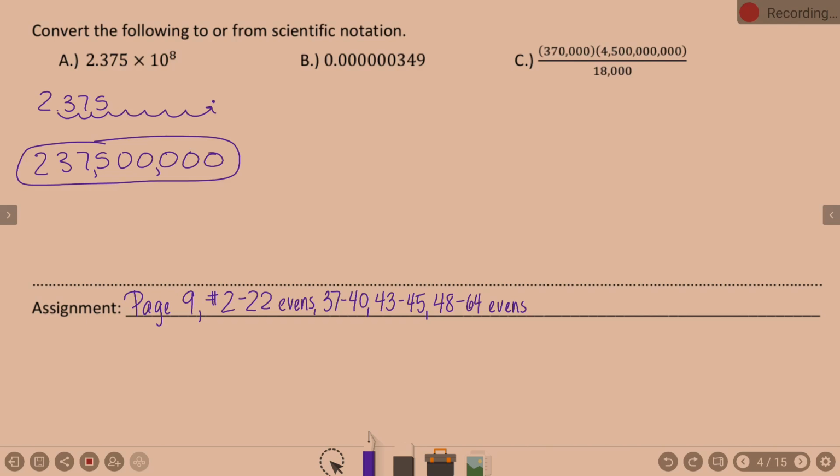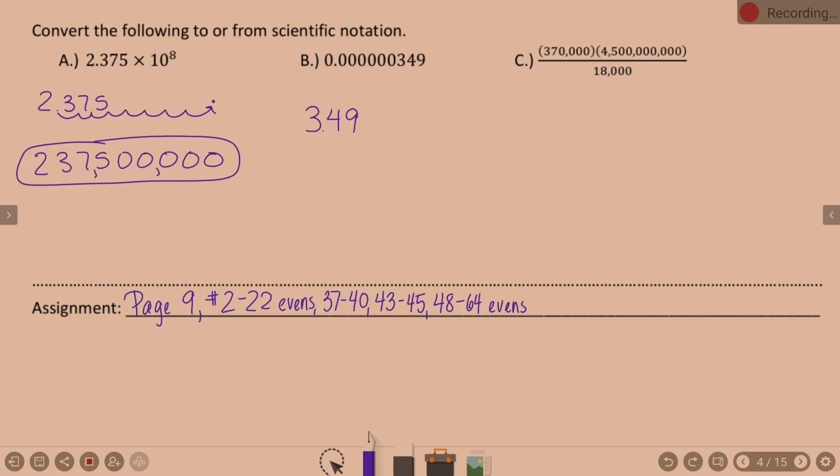Okay, B. 0.000000349. I want it in scientific notation now. You would count how many places you have to go over to make it 3.49. So it should be 7. Okay. So you do 3.49 times 10 to the negative 7.